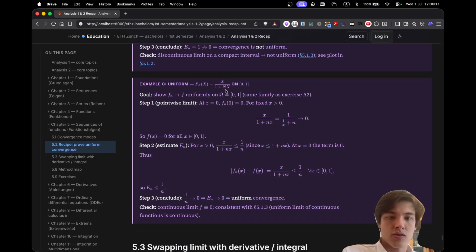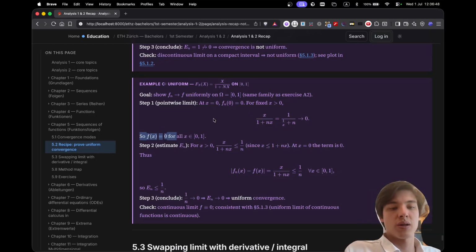So at x equals 0, 0 divided by 1 is 0. f_n of 0 is 0. For fixed x larger than 0, you have x divided by 1 plus nx. And then if we let n go to infinity, we can divide by x, right? And this goes towards 0. So the limit is 0 on that whole space.